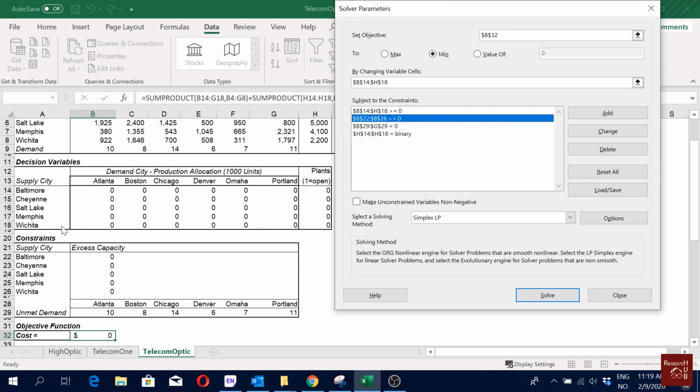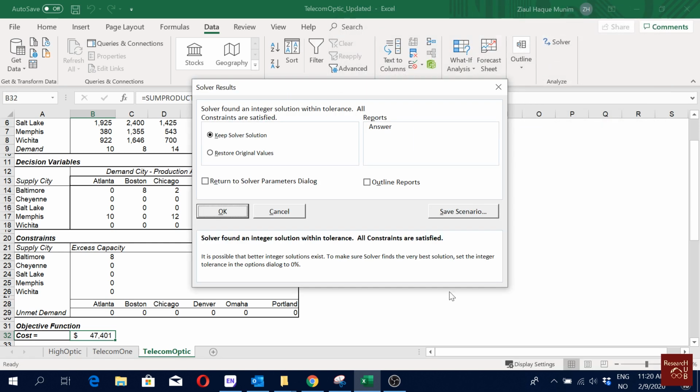So our B22 to B26 here, you see all the excess capacity should be 0 or higher. So we can have excess capacity or all capacity used, but we cannot have negative capacity. And then B29 to G29, all the demand should be met. And here, H14 to H18, they are binary, they can be only 0 or 1. And then we use the simplex and we go for solve, and we have found an integer solution with tolerance.